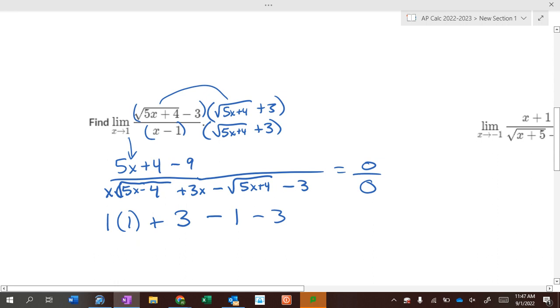Shouldn't the square roots on the bottom be 5x plus 4? So then it would be 9, and then it would be 3. 5x plus 4. Thank you. So that's 3. And then minus 3, but still it's, yeah. The limit does not exist.